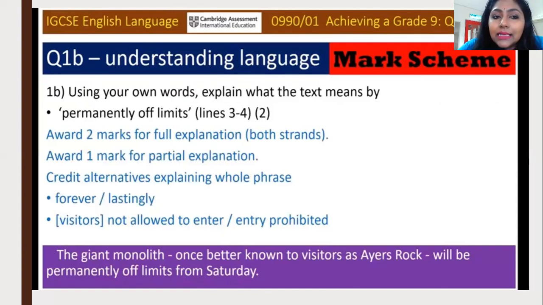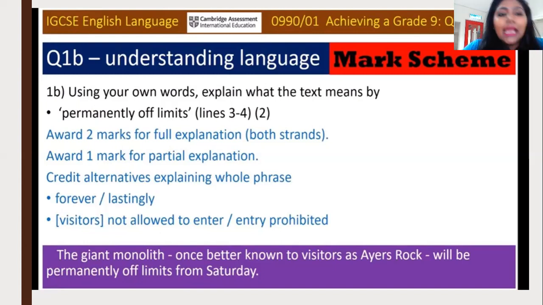And moving on, question 1B is focusing more on understanding the language. So what do you mean by understanding the language? By looking at the question, you will know. Using your own words, explain what the text means by, so permanently off limit, an example of phrase given here. So they can give you a phrase, or also they can assess you on a particular word. Therefore, your job here is for you to translate. Remember, when they ask you to use your own words, it means that you need to translate. And also translate means you need to come up with synonyms.